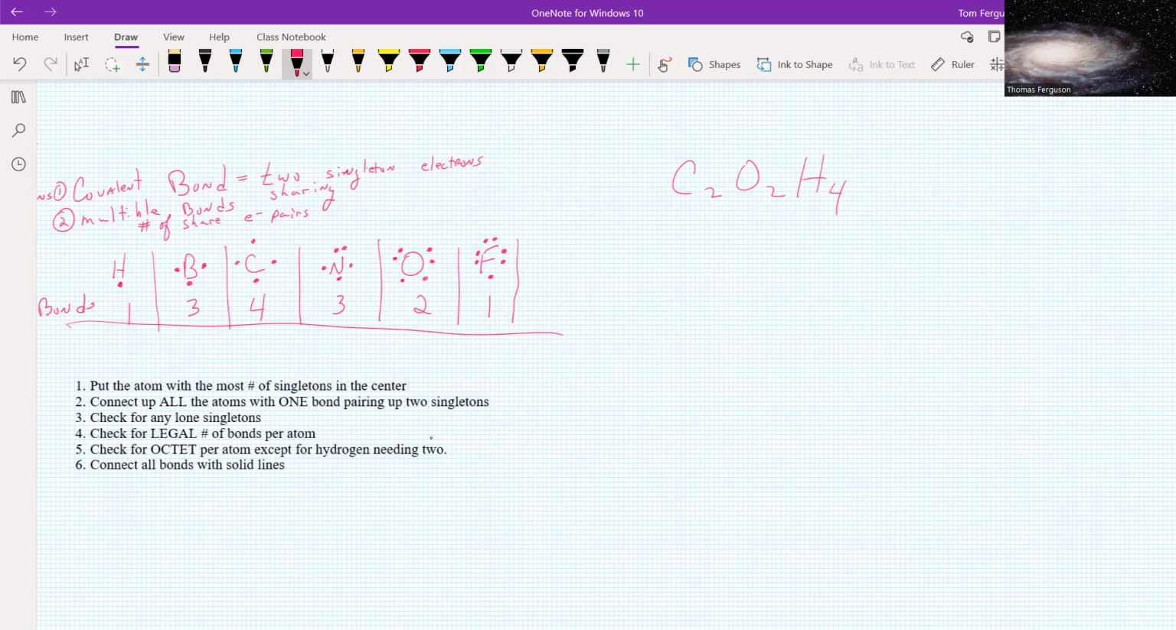Well, you're almost there. You have the CH, and then you have two bonds connecting the carbons. Because you have some loners out there, and these need some companionship.